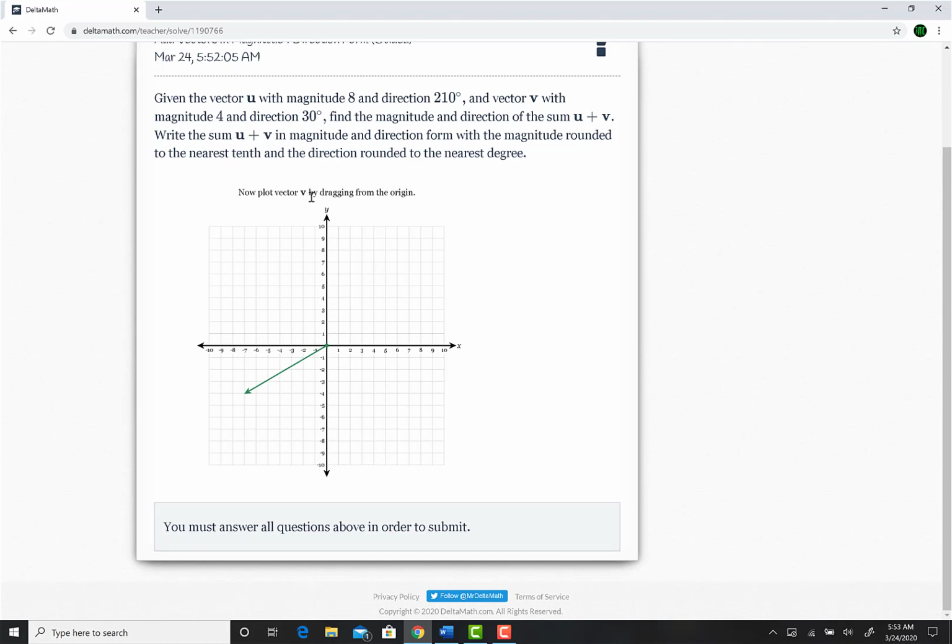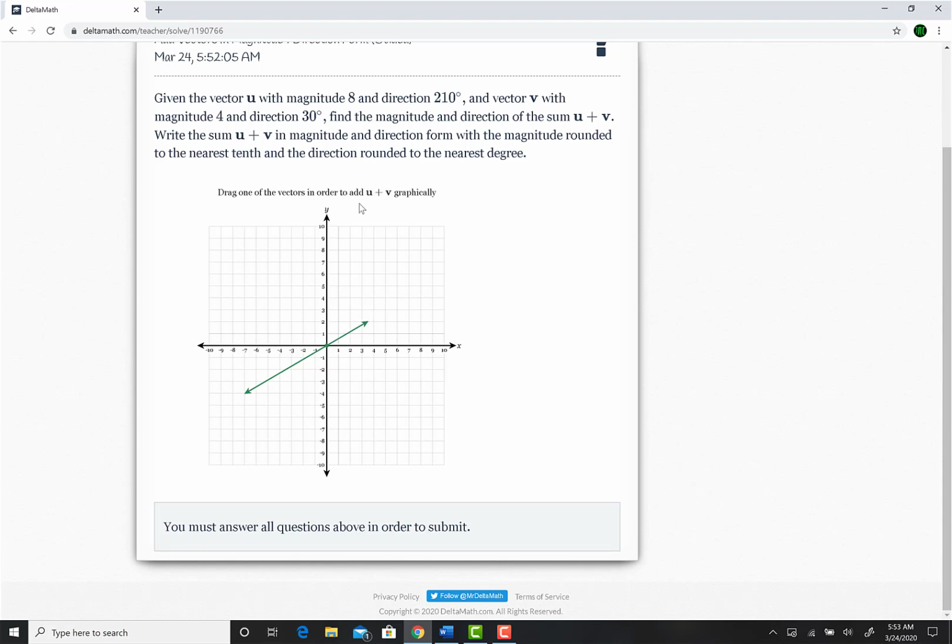Now plot vector v by dragging from the origin. So V is 4 at 30 degrees. So let's see, 30 degrees right there. That's 5. That's 4.5. Now I'm at, come on, buddy. There you go, 4 at 30 degrees.